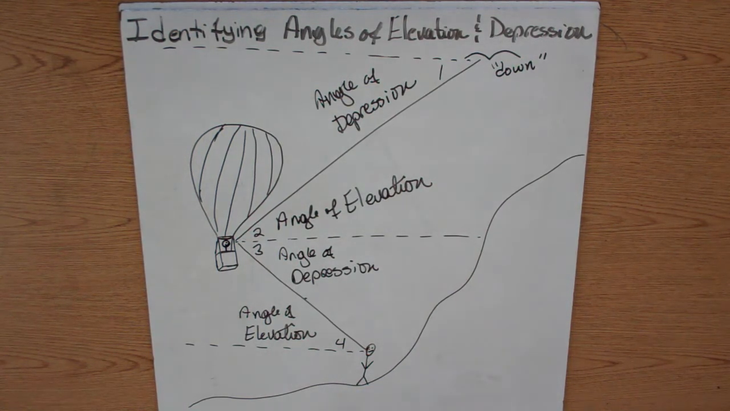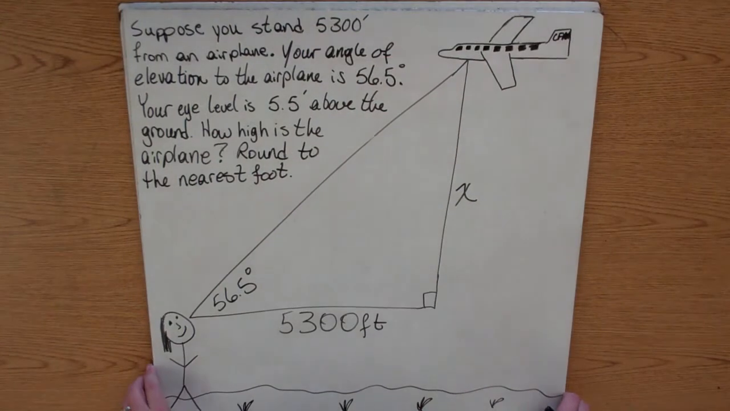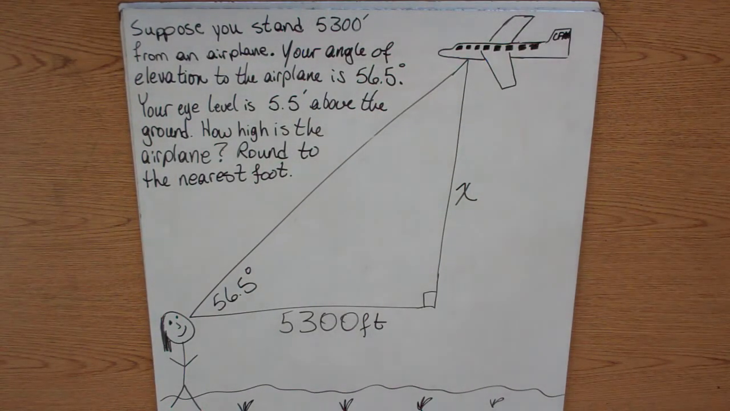Now, how can we use this in the real world to actually solve things? Well, glad you asked, because here's an example. Suppose you stand 5,300 feet from an airplane. Your angle of elevation to the airplane is 56.5 degrees. Your eye level is about 5.5 feet above the ground. How high is the airplane? Round your answer to the nearest foot.